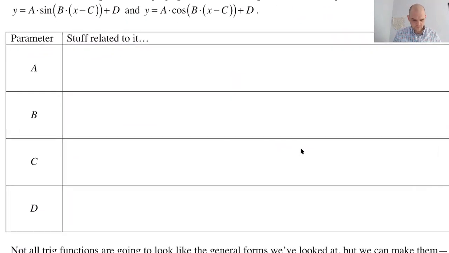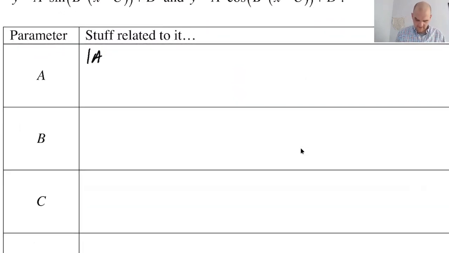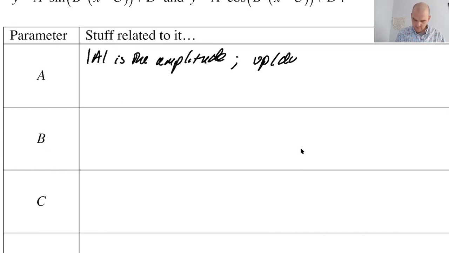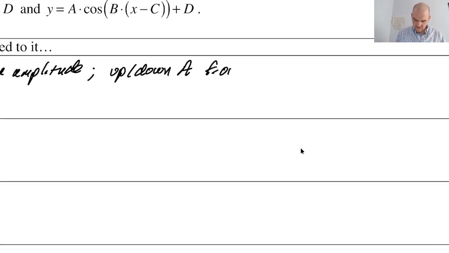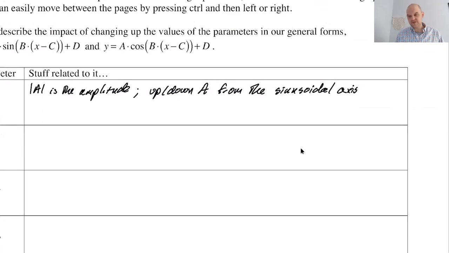So parameters. A. All right. So we said the absolute value of A is the amplitude, and we said that you can go up or down A from the sinusoidal axis. Should I spell that? Sinusoidal. I always abbreviate that SA. So you can move up and down A from the sinusoidal axis to get to the maximum and the minimum. That's what A is doing.